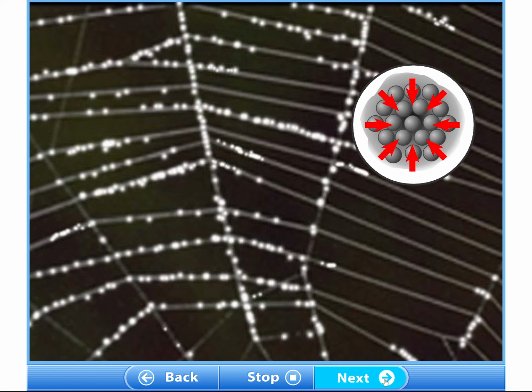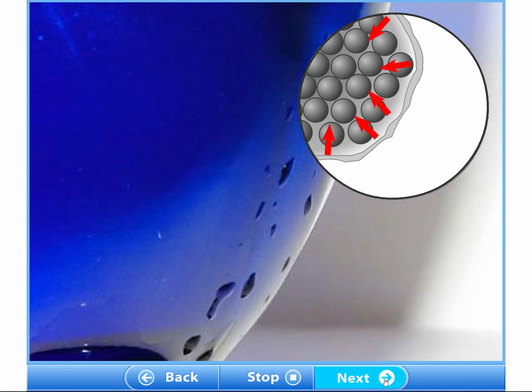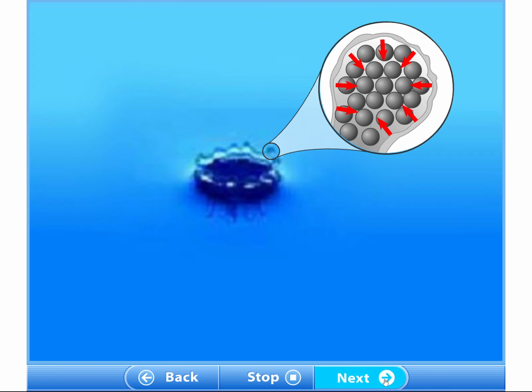Because of surface tension, droplets form. This minimizes the surface area and thus the number of molecules in a higher energy state. We see this also in the rounded tops of condensate on glass, and when liquid splashes.